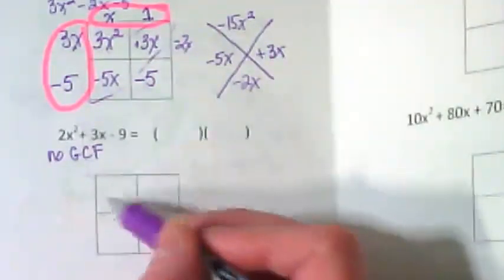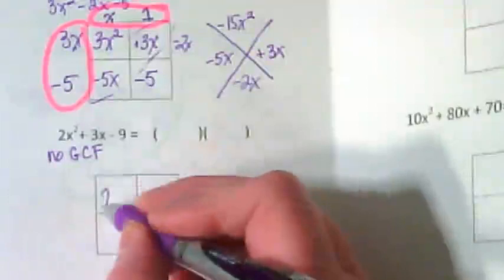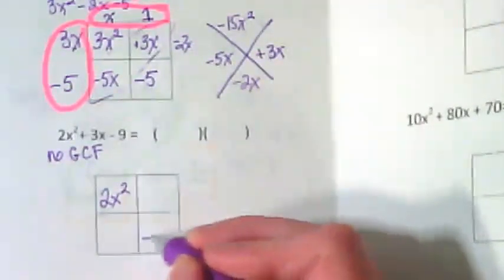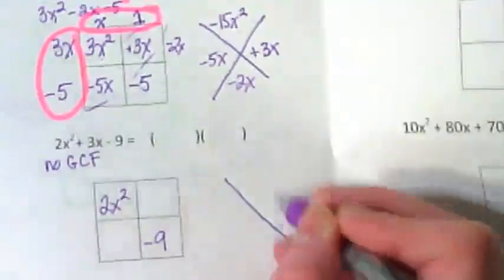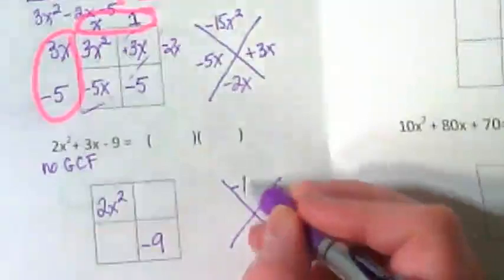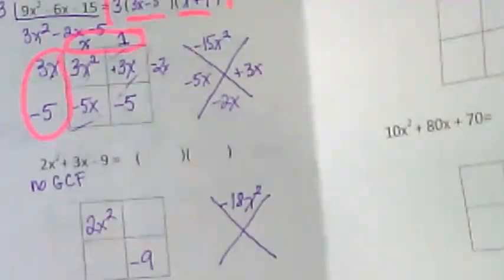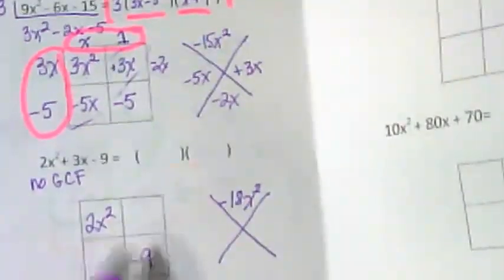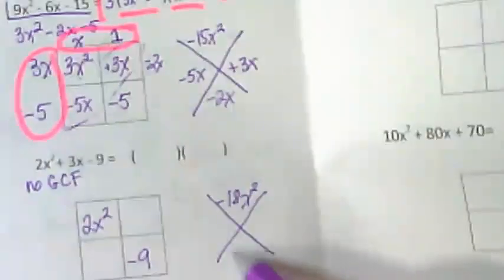What are we going to put in this box here? 2x squared. What's going to go down here? Let's start filling in our x puzzle. Where did I get the negative 18x squared? The top gets the multiplied diagonal that we have. The bottom gets that center term.